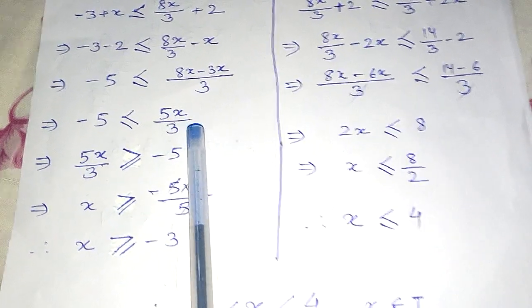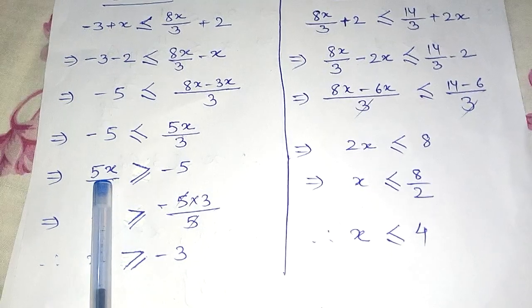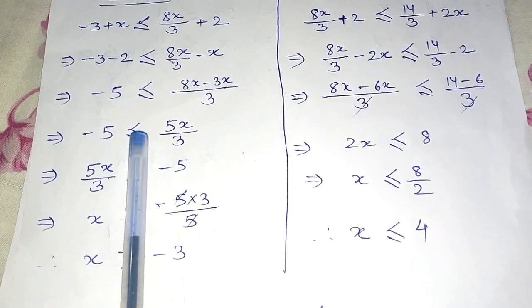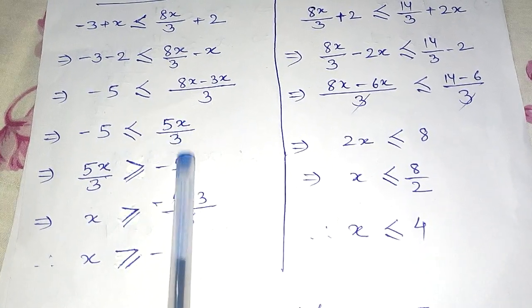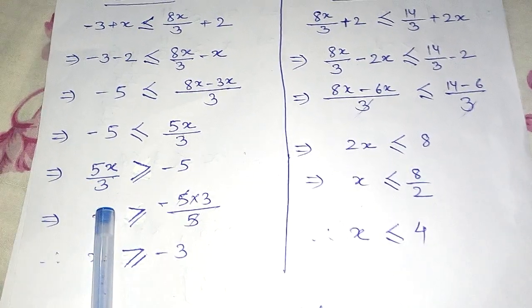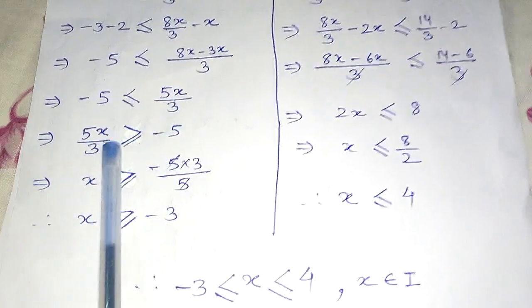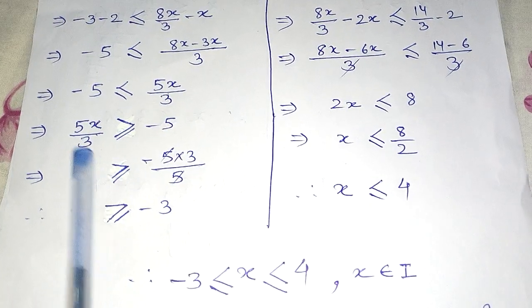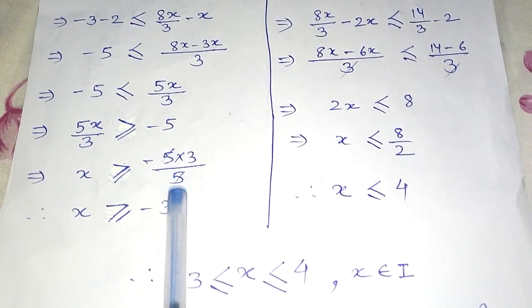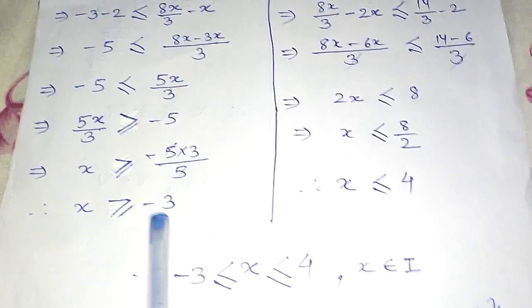Now x is on the wrong side. When we shift the whole part of x to the left hand side, this symbol which was facing towards 5x by 3 will also change, and it will again face 5x by 3 but on the other side, and minus 5 will come here. When I make x alone, 5 will come and divide, and 3 will go and multiply, and 5 gets cancelled. It is x is greater than or equal to minus 3.